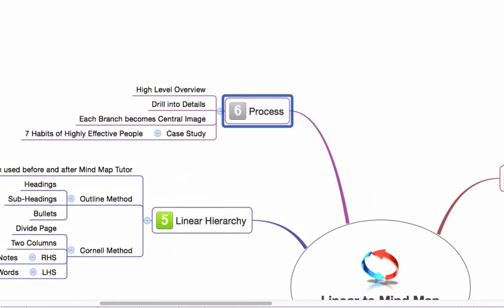Now, the best way to illustrate this is with a case study. I've mind mapped the whole 7 Habits of Highly Effective People book by Stephen R. Covey, and I'm going to present it to you as a case study in the next video. For those of you who want to end here, you can do so now, because the next video could be a standalone video.